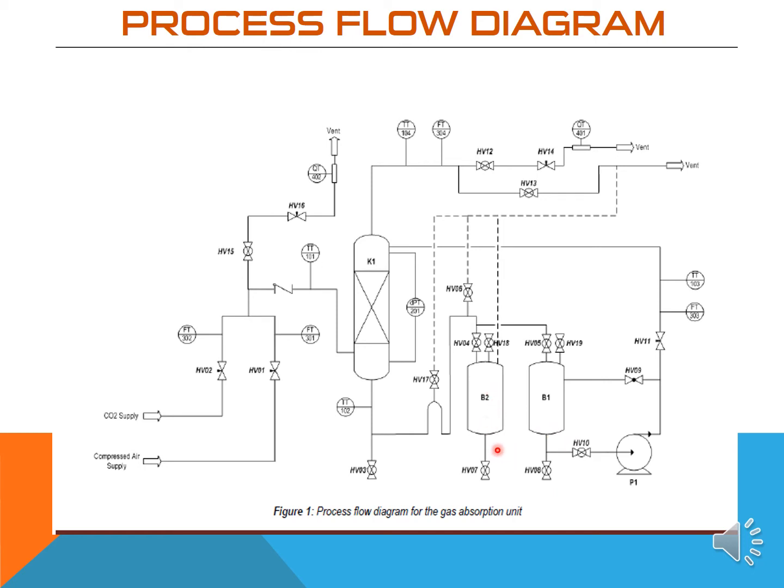The fourth step is to drain all liquid from receiving vessels B1 and B2 by opening valves HV07 and HV08. The next step is to close HV03, HV04, HV05, HV08 and HV10. Next, close all the valves of HV12, HV14, HV15, HV16 and HV7.